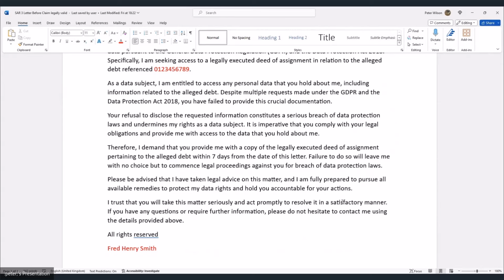So there you have it. That is your letter before claim. It's very clear. It's very precise. You tell them exactly what you want. So you're following on from the first SAR when you're asking for the legally executed deed of assignment, a couple of other things to fill it up, but it's only a few questions, right? Then we've repeated the same questions again when we said you haven't replied with compliance.